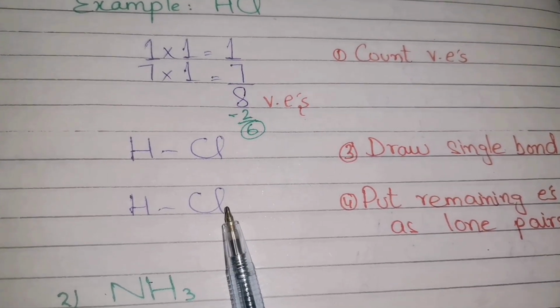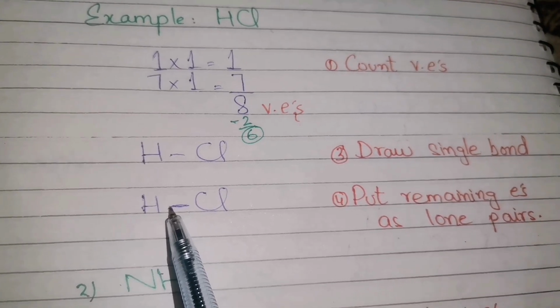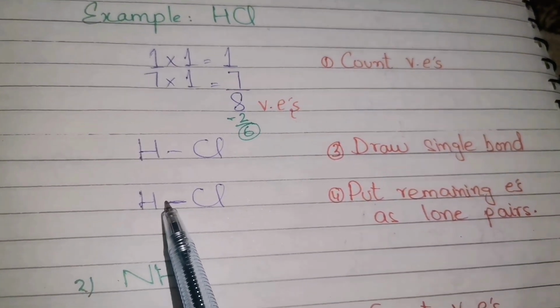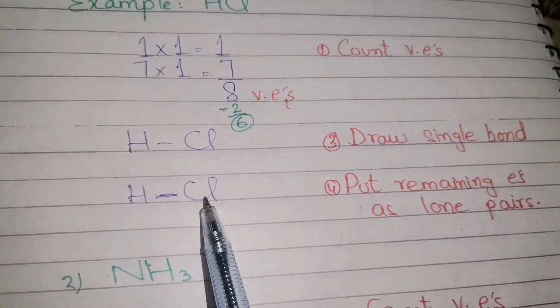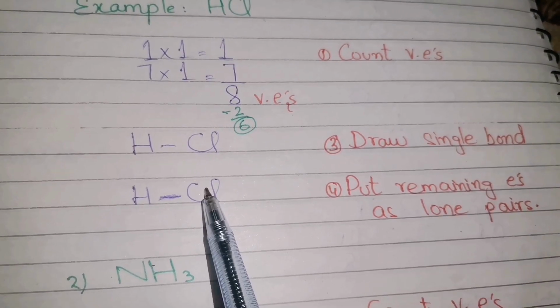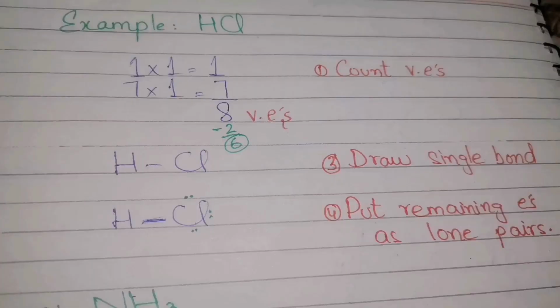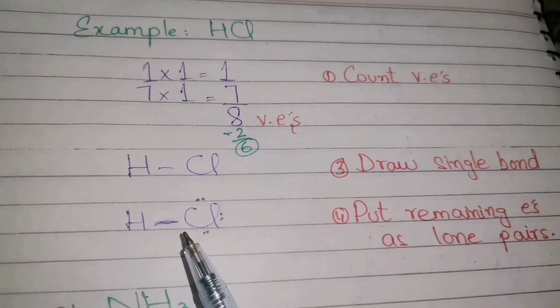But why will we put them on chlorine? Why not hydrogen? Because we know that hydrogen needs only 2 electrons to complete its valence shell, and it is already having these 2 electrons. Now, what about chlorine? We will put the remaining 6 valence electrons on this chlorine as lone pairs. So now this is the Lewis structure for HCl.